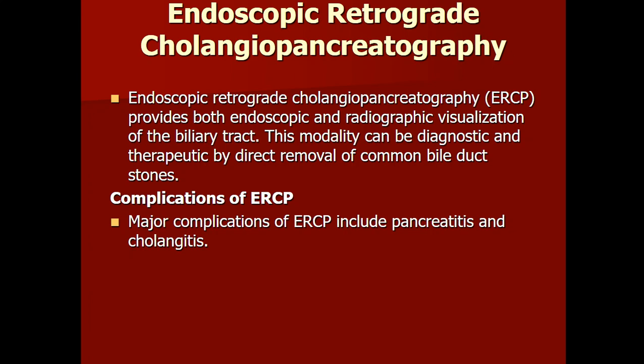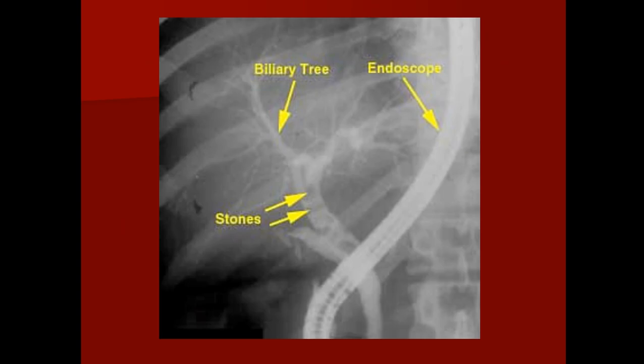Now we move on to major complications of this procedure, and that's pancreatitis and cholangitis. On this picture, you may see the typical ERCP picture with the stones in a common bile duct. So you see the endoscope, which is pretty specific, and contrast in the biliary tree with no contrast where the stones are.